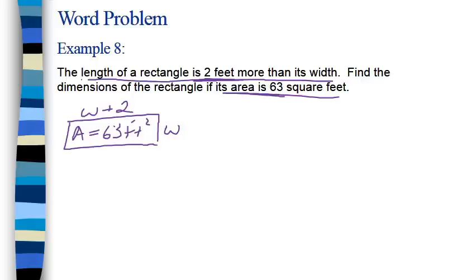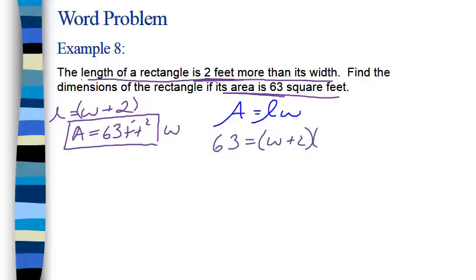And so I want to think, what relationship do I know between the area and the length and the width? And I know that area equals the length times the width. And since I know the formula, the value of the area, I know the area is 63. I knew the length can be represented by w plus 2, and I know the width can be represented as w. And now I have a quadratic equation that I can simplify and solve.